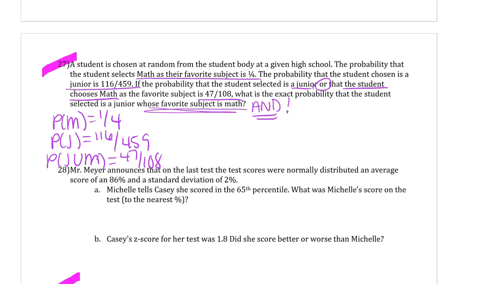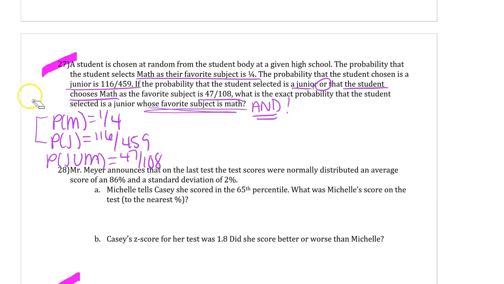Okay, now this is where some students will say, well, can't I just multiply these two probabilities together? Because that's what we said before, right? And if we have an "and," we would just multiply the probabilities. That's only true if the events are independent. And I don't know their independence right now, so I can't just multiply them.